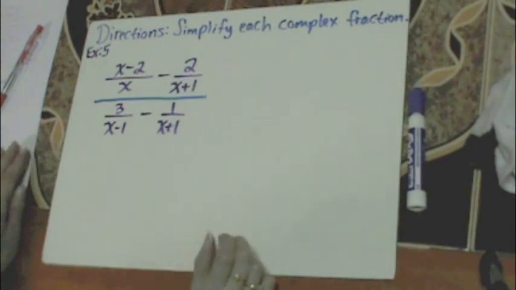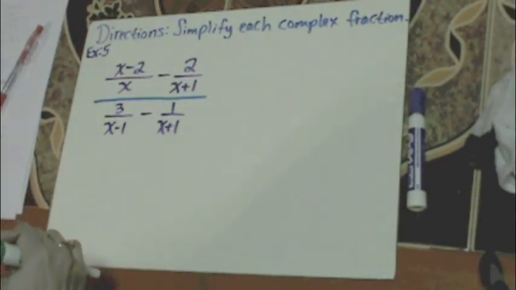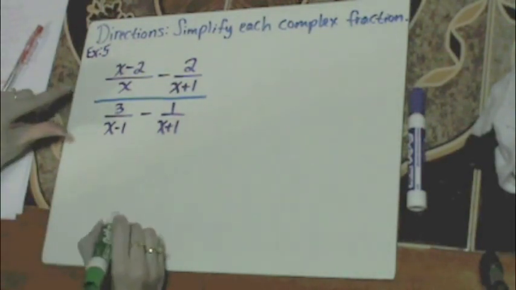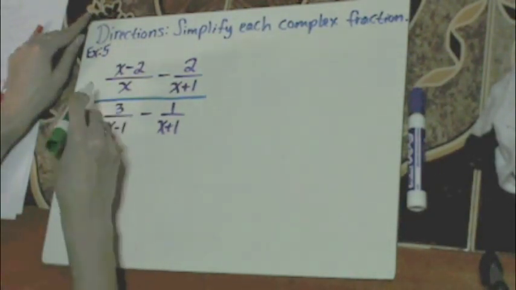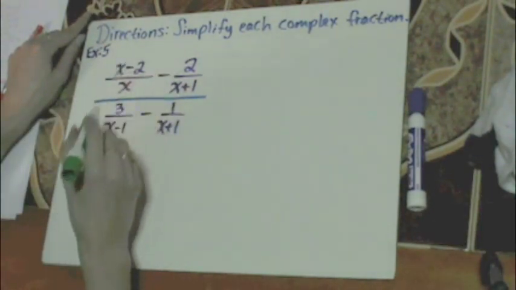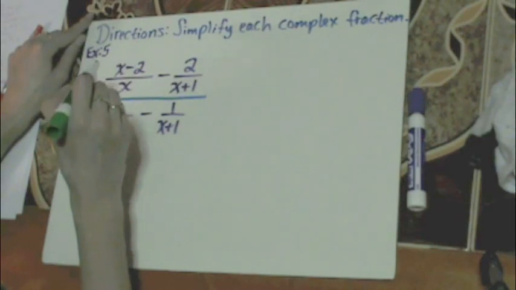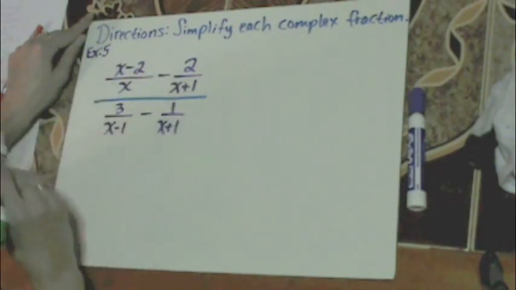Okay, so this is the last example here, example 5. This one's a little bit more complex, as you can see. So let's go through this. Again, you have your blue fraction bar there. I should have done that before, but I didn't. So here we go. x and x plus 1.